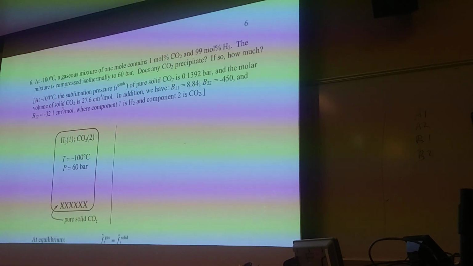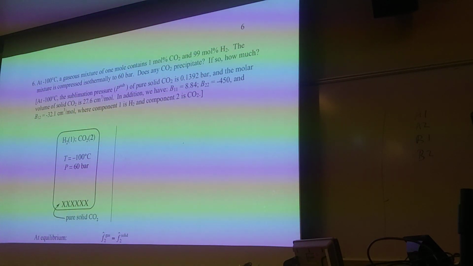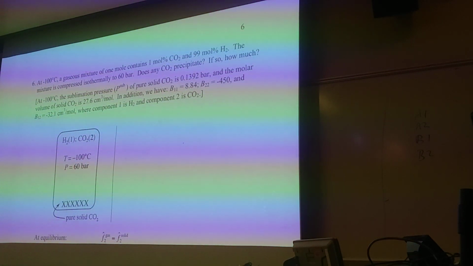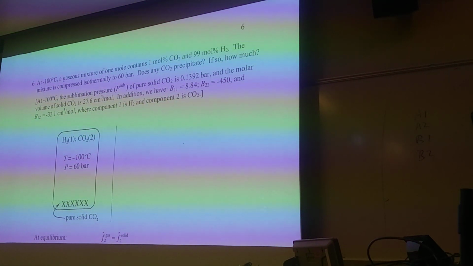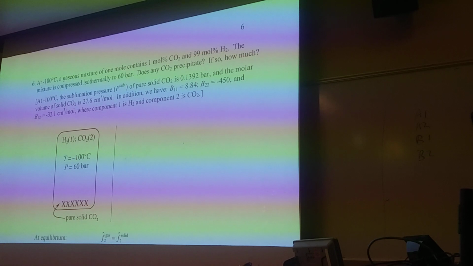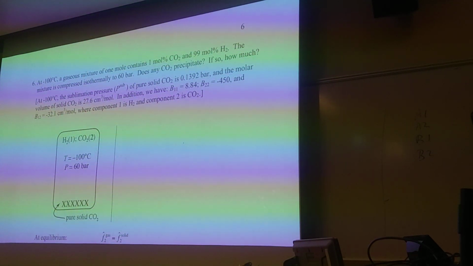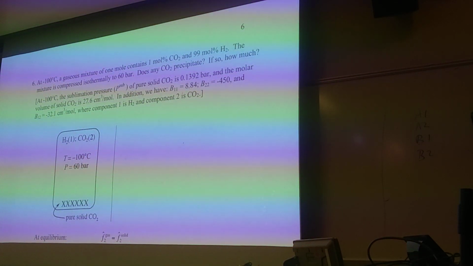Now we come to the important last problem here. At minus 100 degrees C, a gaseous mixture of 1 mole contains 1 mole percent of carbon dioxide gas and 99 mole percent hydrogen. The mixture is compressed isothermally to 60 bar, and you're asked to determine if any of the carbon dioxide precipitates, and if so, how much. And then you're given information describing the system.